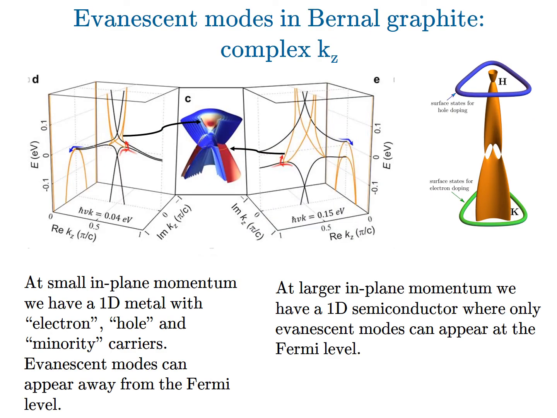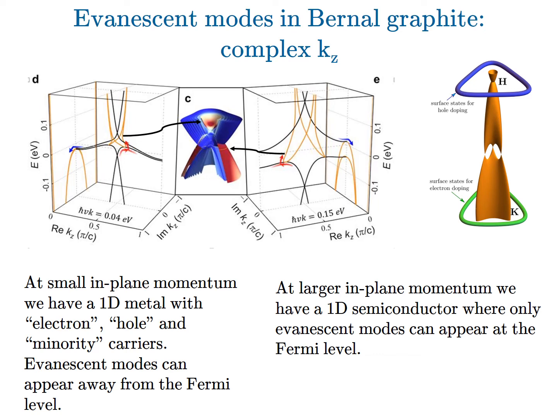The self-consistent Hartree calculations show that evanescent modes near the surface appear if the surface of graphite is electrostatically doped. An example dispersion is shown in the blue-red figure, where red color indicates the surface bands. To qualitatively understand the possible surface states, let us for a moment fix the in-plane momentum and plot the dispersion as a function of complex momentum in the z direction. Then, for small in-plane momentum, we have a one-dimensional metal, and the evanescent modes with complex Kz can appear only away from the Fermi level. At large in-plane momentum, we have a one-dimensional semiconductor, where evanescent modes can appear at the Fermi level.